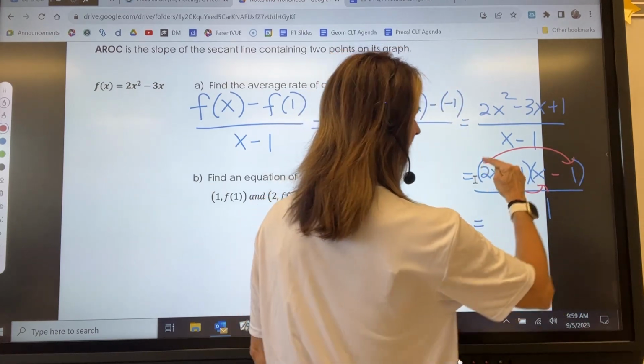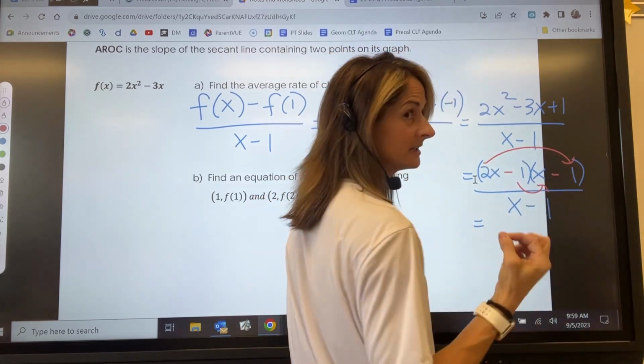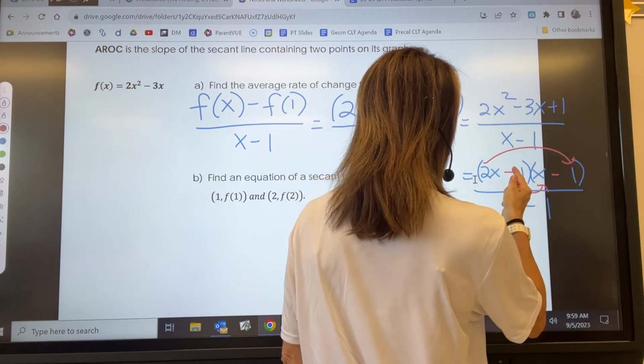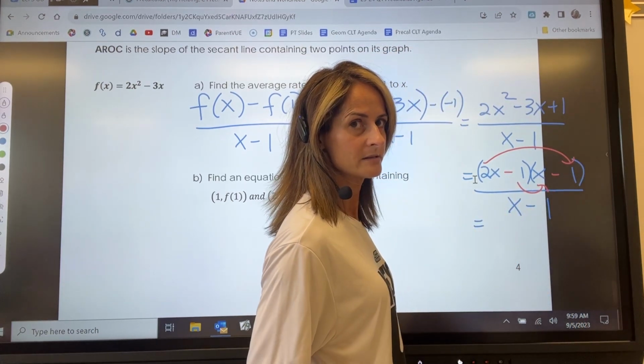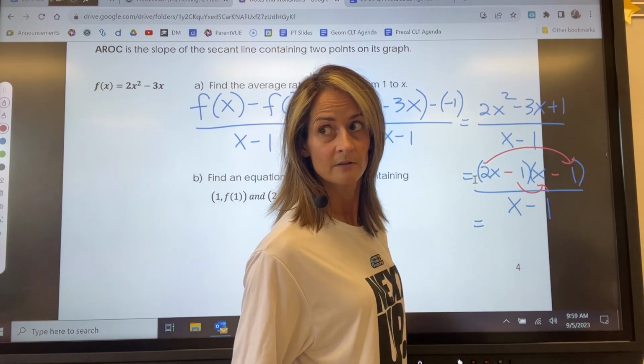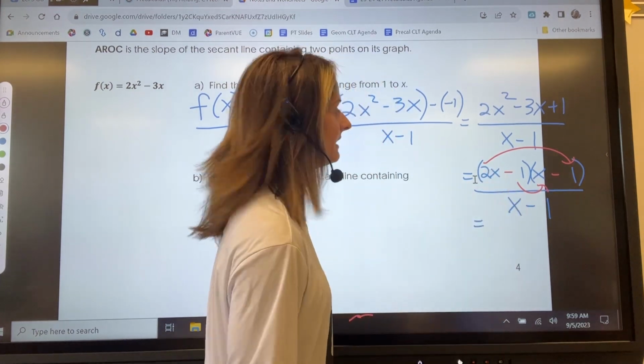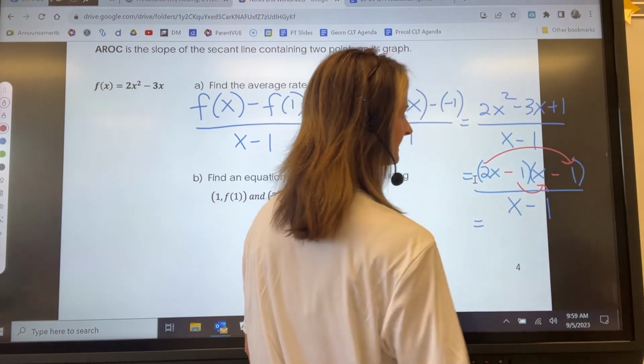Let's see. 2x times negative 1 gives me negative 2x. Negative 1 times x gives me negative x, for a total of negative 3x. Are you with me? Factoring? That's the easiest way to factor that. Now we've got an x minus 1 and an x minus 1.